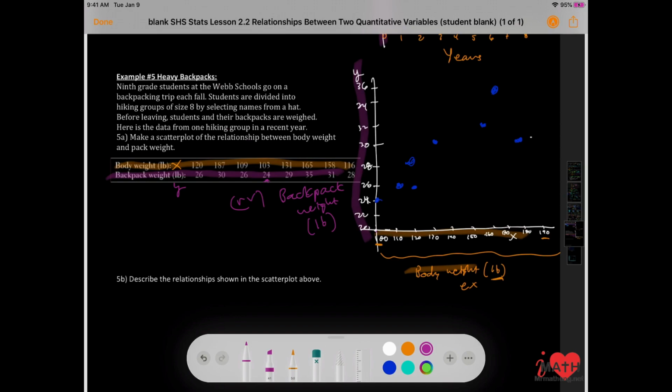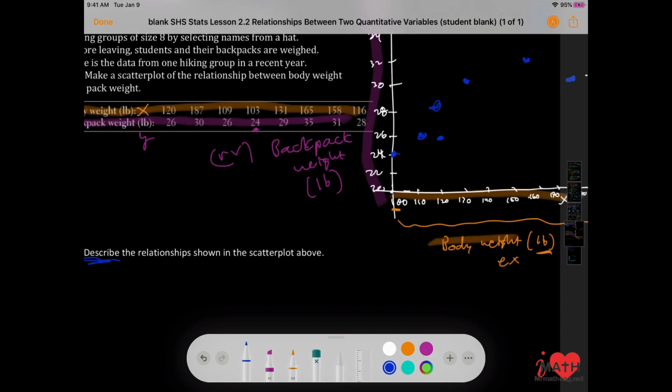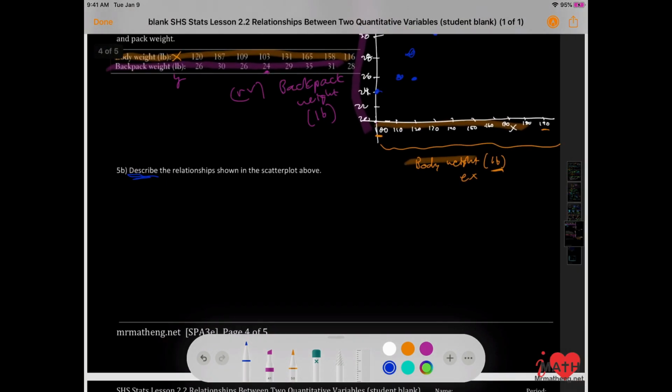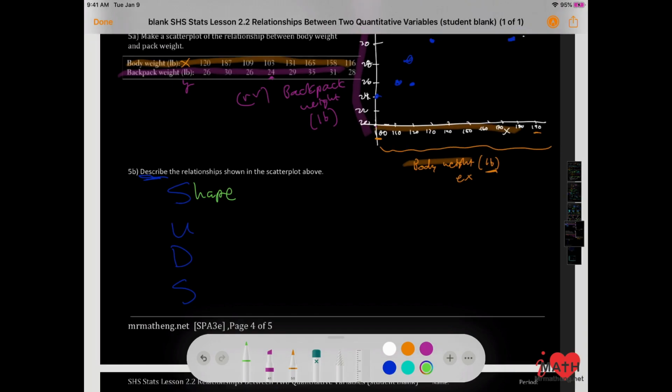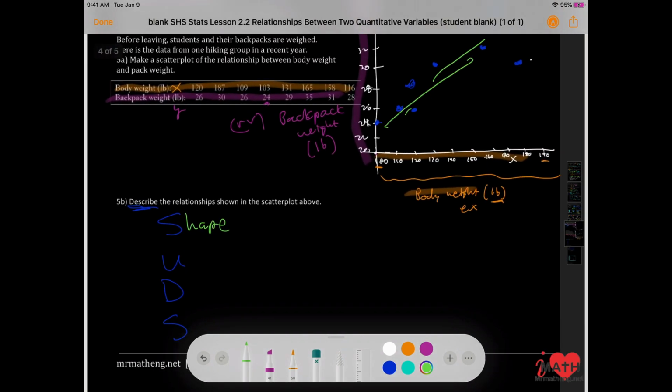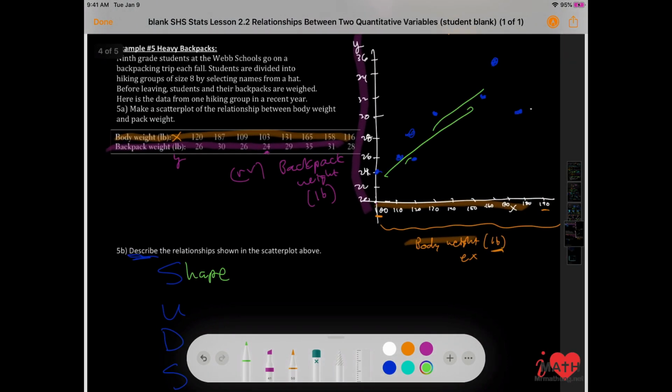Describe the relationships. Okay, so here's my describe word, and the scatter plot above. So you need to be thinking about your SUDs. And what are my SUDs for this problem? S stands for shape. What is my shape? Well, I think you can draw a line through this. So I think it's linear.